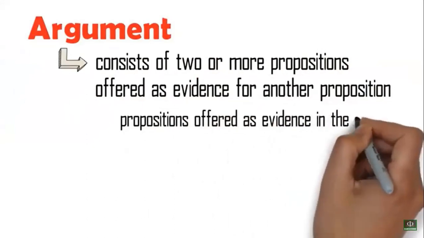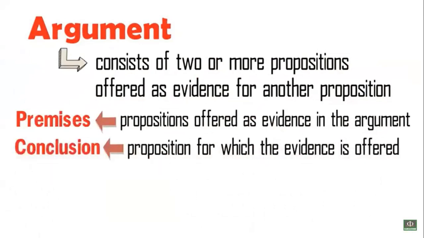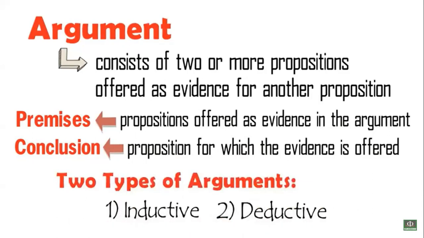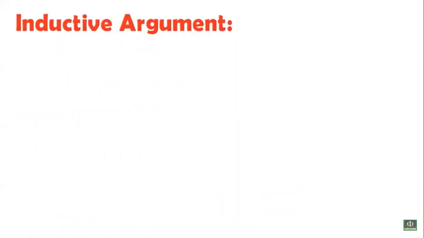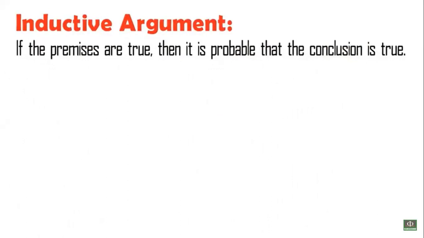The propositions that are offered as evidence in the argument emphasizes the other. In this way, an argument can also be viewed as a support of someone's viewpoint. Now, arguments can either be inductive or deductive. On the one hand, an inductive argument is one in which it is claimed that if the premises are true, then it is probable that the conclusion is true. Hence, even if all the premises are true, inductive argument or reasoning allows the conclusion to be false.